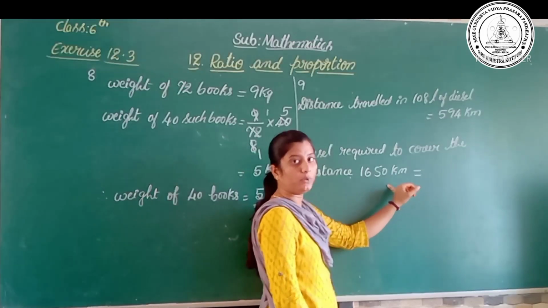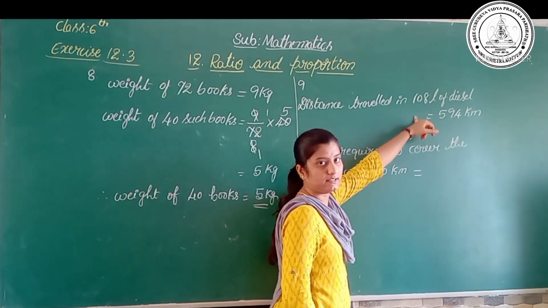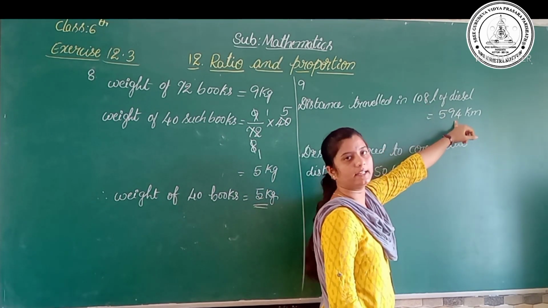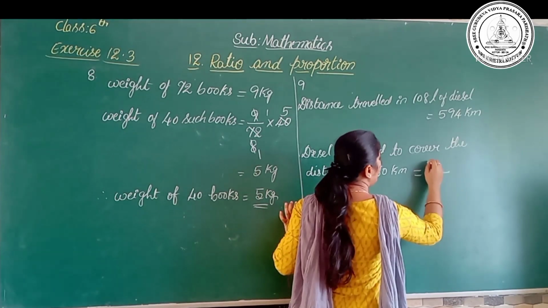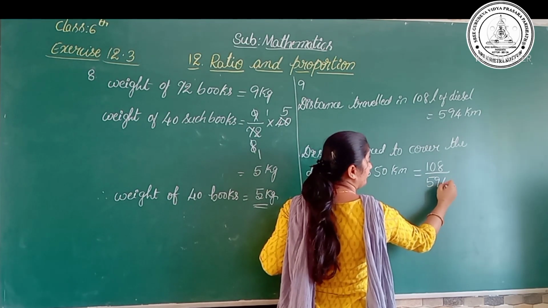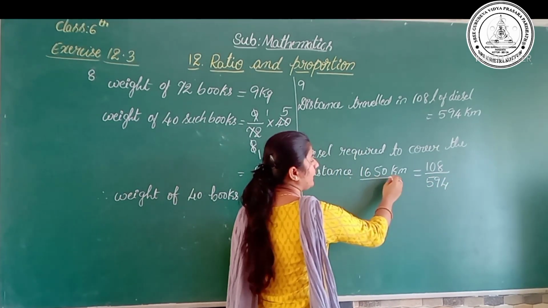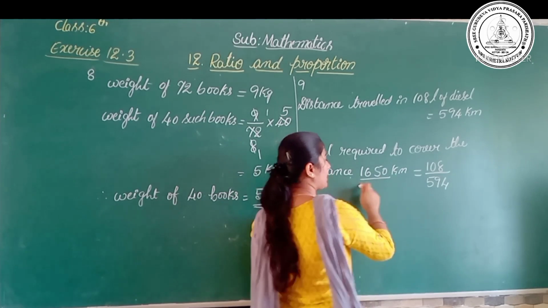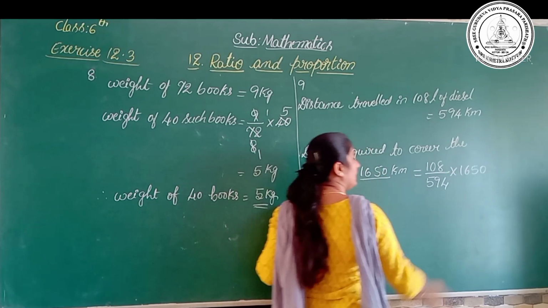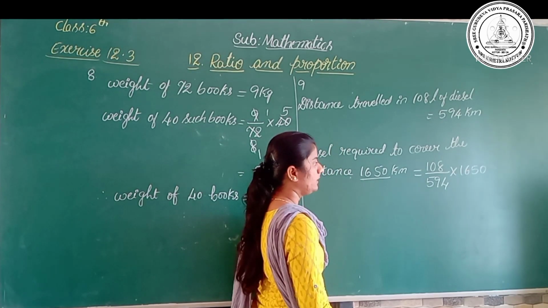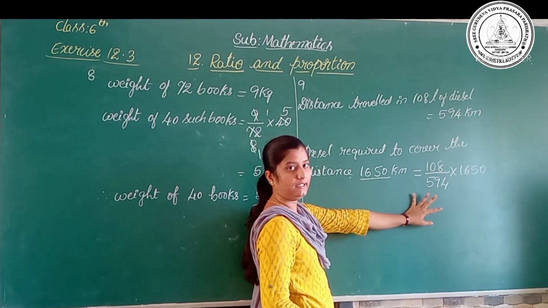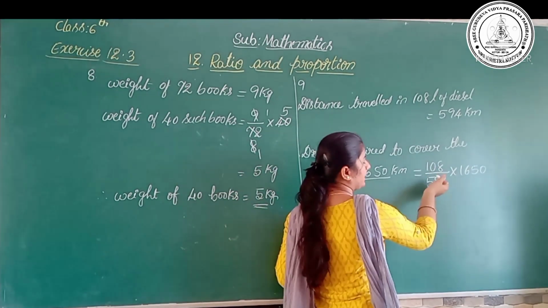Here they have given the kilometers, and we have to find the liters. So we write 108 divided by 594, and multiplied by the required distance to cover, that is 1650. Okay, so now first divide this by the 3 table. Now I will divide here.